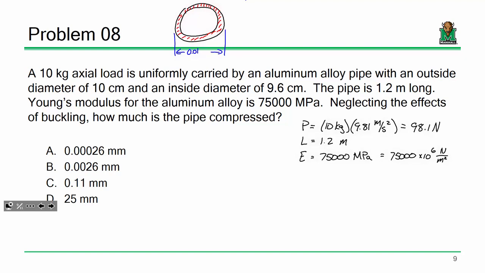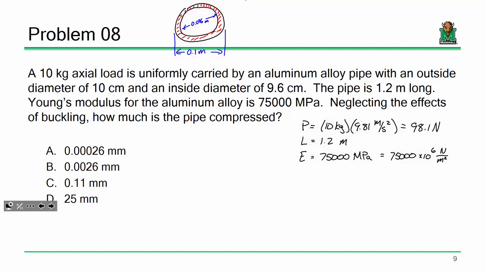Wait, no, that's 0.1. Yeah, because 10 centimeters, yeah. 0.1, right? And what's this inside diameter? It's 0.096. Right? Okay. Now, this number's going to get a little hairy, but bear with me.